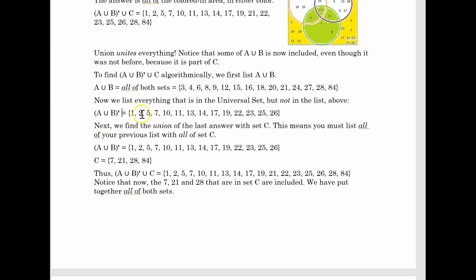So 1, 2, right? Not 3, not 4, 5, not 6. 6 is in this list, etc. And we keep listing every number that we've got except for these. And then finally, we're going to find the union of that answer. So we list that answer, and we list all the elements in set C. C is multiples of 7. So 7, 21, 28, and 84 are all in C. And now we list them all. And we end up with this giant long list that has all of C in it as well. We've just put both sets together.